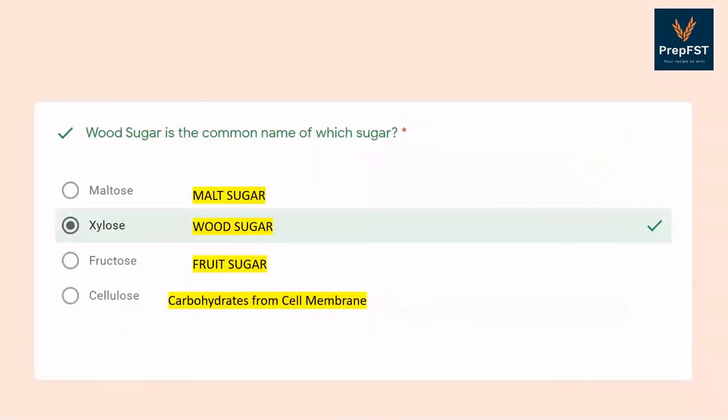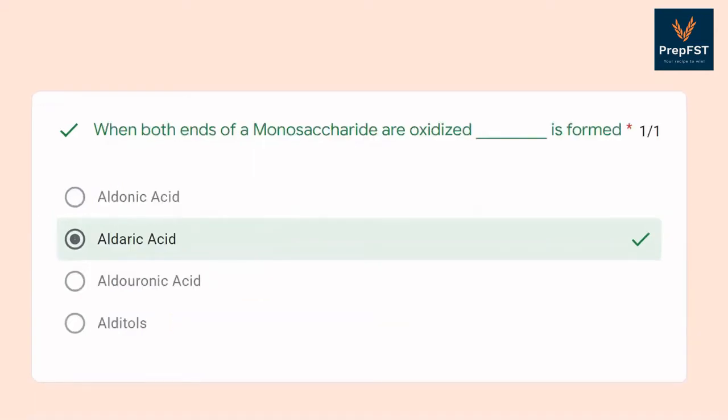Next question. Wood sugar is the common name of which sugar? The answer is xylose. Now, if I talk about the other options, maltose has the other name of malt sugar, fructose has the other name of fruit sugar, and cellulose is also known as carbohydrates from the cell membrane. Next question. When both ends of a monosaccharide are oxidized, dash is formed. The answer is aldaric acid.